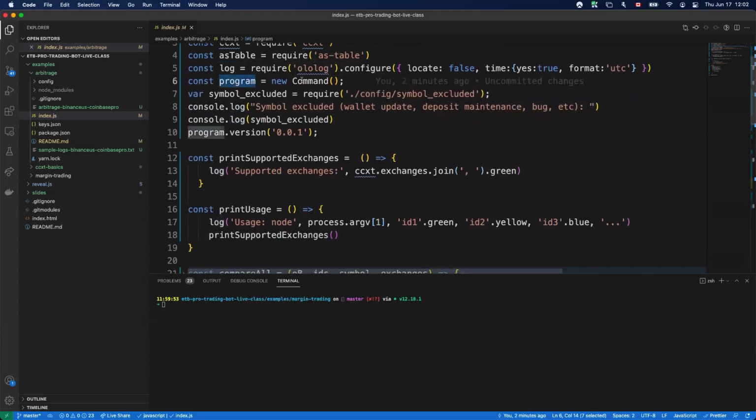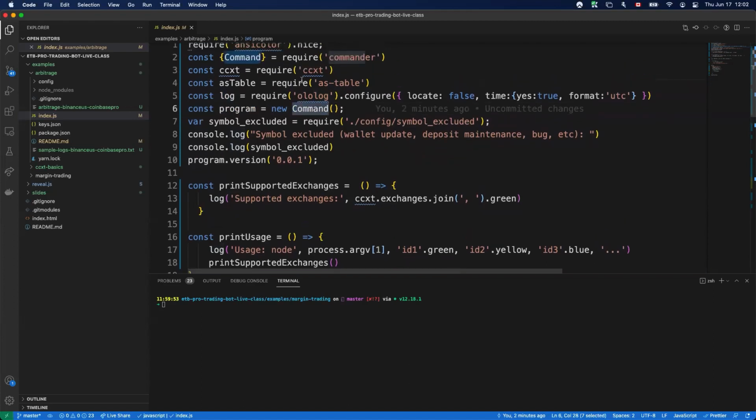Here I'm creating an object of the command. Now, if you remember, command is the one that will be useful for parsing the CLI arguments. These are several symbols which I'm excluding just because there are several exchanges that sometimes freeze the trade of some of the assets. So I'm just excluding them to not have some errors coming up on the console, right?